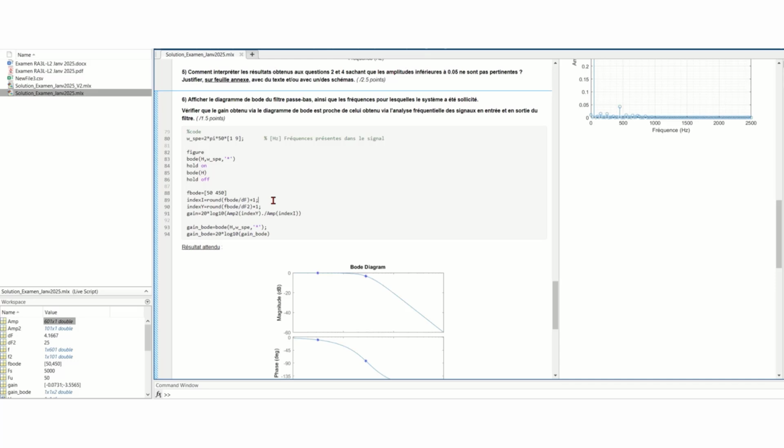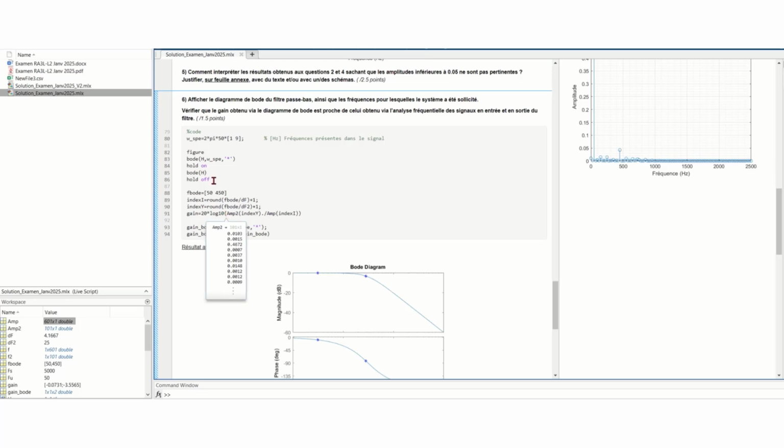D'obtenir et de trouver les index pour lesquels on a 50 et 450 Hz, à la fois pour le courant en entrée, donc le signal en entrée du filtre, et le signal en sortie du filtre, et ensuite de reconstruire le gain en divisant l'amplitude pour 50 et 450 Hz en sortie du filtre par rapport à l'amplitude qu'on a pour 50 et 450 Hz pour le signal en entrée du filtre.